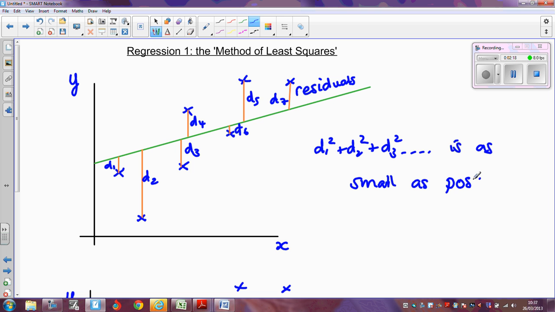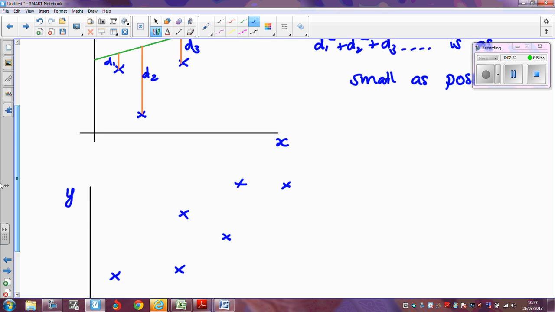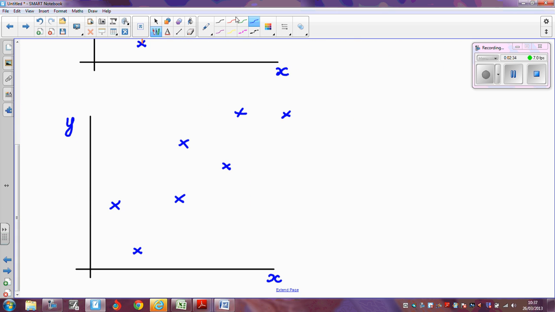So in other words, when we are drawing the line of best fit, or what's called the regression line, what we are trying to do is keep the squares of these distances from the line as small as possible. And the method there is called the method of least squares. Okay, so let's just do it a little bit better now.